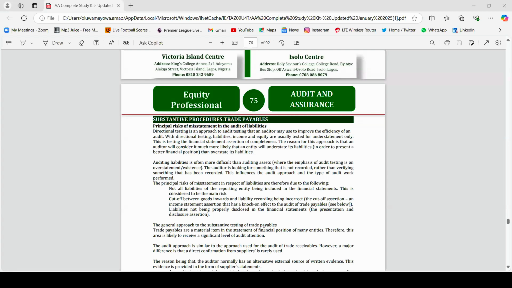So there is an indirect confirmation, a direct confirmation rather, from suppliers, though this is not the practice, because you need to get evidence that they are even owing first before you start circularizing suppliers. So for payables, just keep it at the back of your mind that the auditor is testing for understatement.